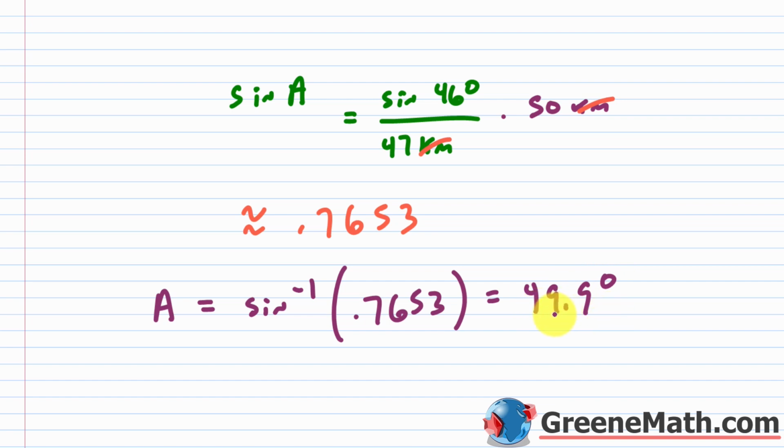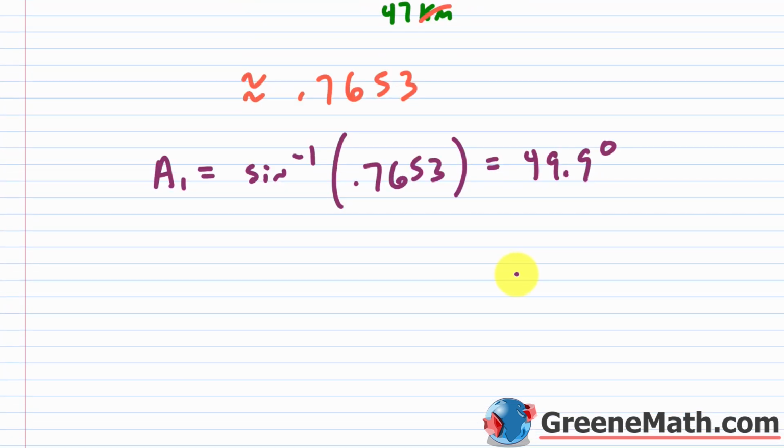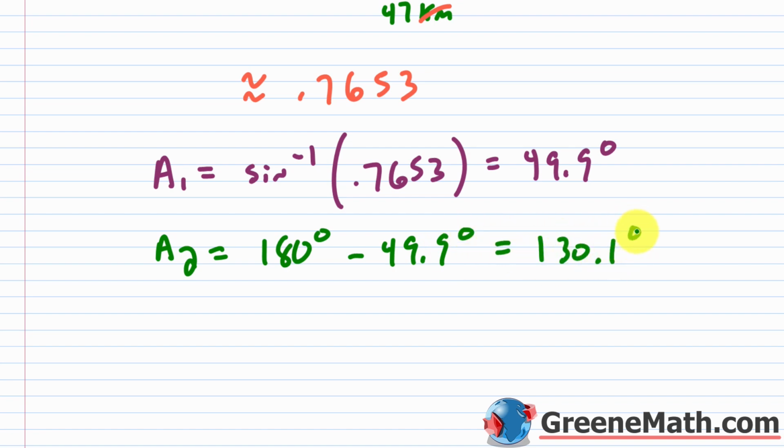Because I know I have two triangles, I'll just call that A sub 1. Let me slide down here a little bit. Now, we know that supplementary angles have the same sine value. So what you're going to do for A sub 2 is you're going to say that this is 180 degrees minus this 49.9 degrees, and this is going to give me 130.1 degrees. Okay, so this is my A sub 1 and this is my A sub 2. So these are for two different triangles.